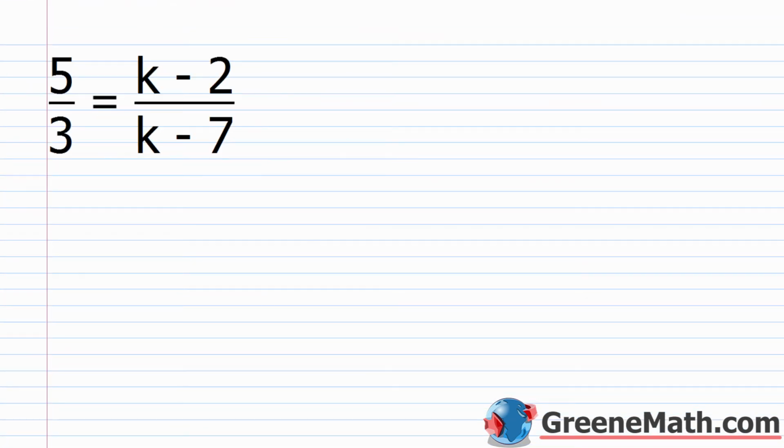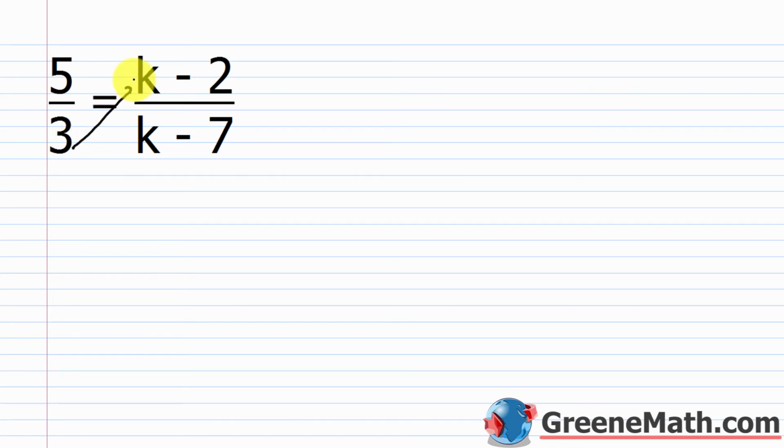All right, let's take a look at one that's a little bit harder. And by harder, I just mean more tedious. So we have 5 over 3 is equal to k minus 2 over k minus 7. So I'm doing the same thing. I'm going to take 3 and multiply it by this side.